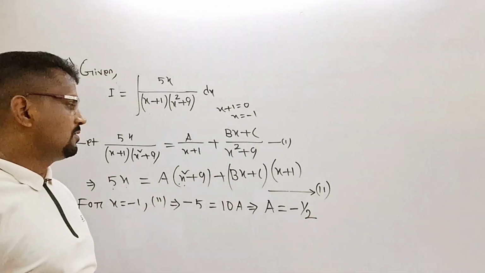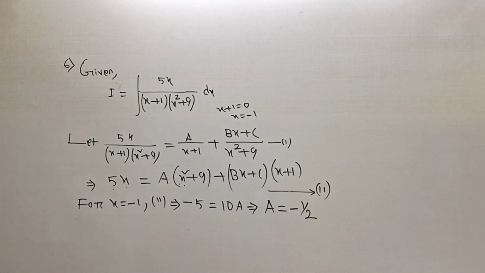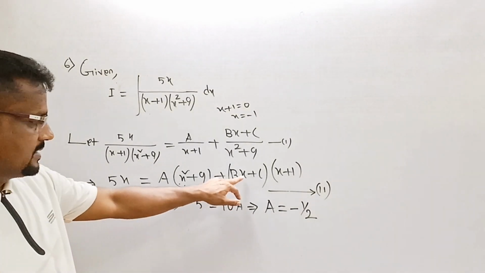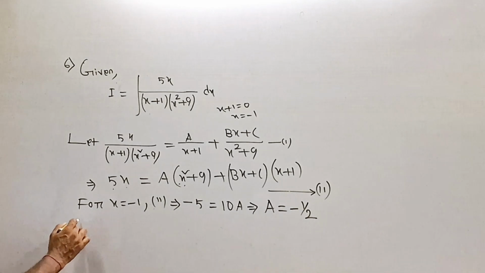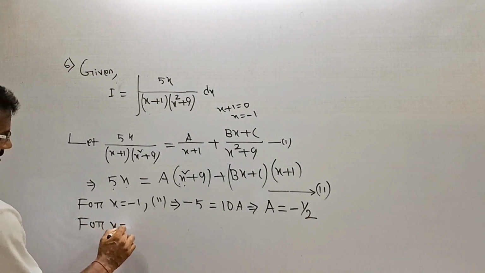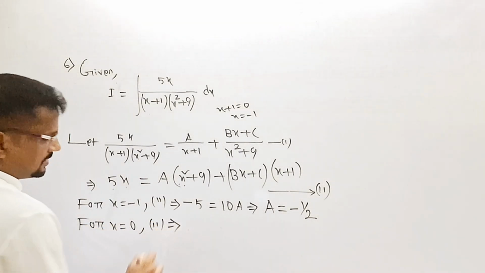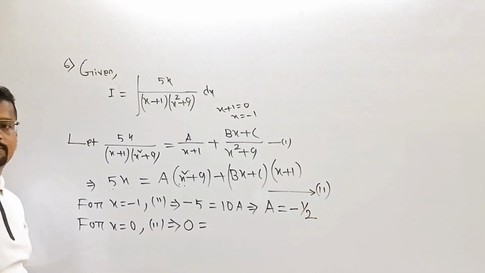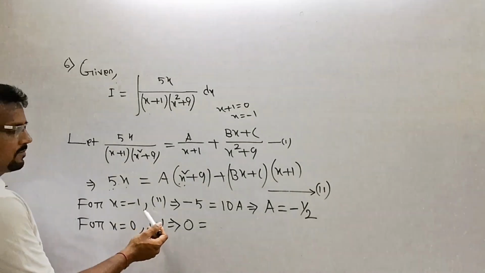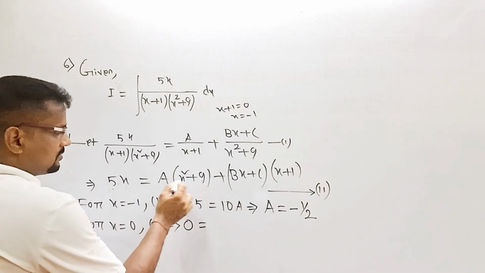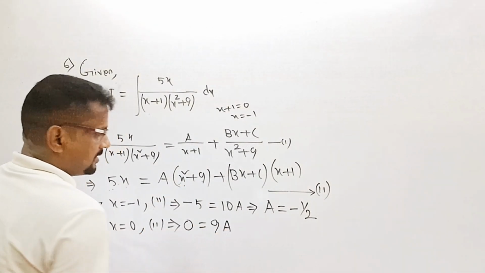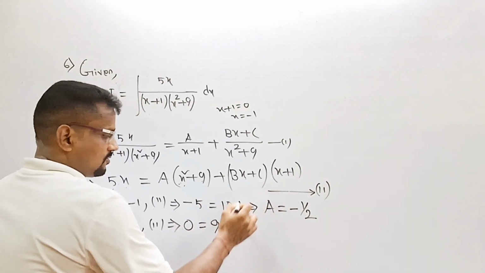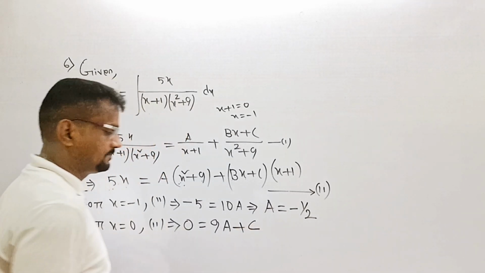Now to find the values of b and c, let us do one thing. Let us take x equals 0. For x equals 0 in equation 2, same process, here it will be 5 into 0, that will be 0, equal to, after that, only 9a you will get, 9a. b into 0 is 0, 0 plus 1 is 1. So plus what you will get? c.